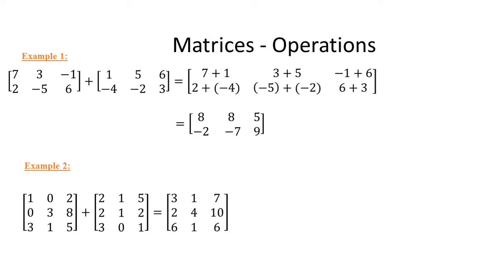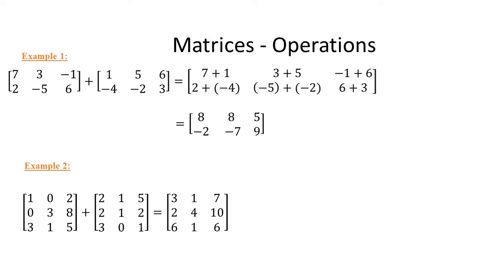7 plus 1, 3 plus 5, minus 1 plus 6, 2 plus minus 4, minus 5 plus minus 2, 6 plus 3. We can add the numbers using the calculator. 7 plus 1 is 8, 3 plus 5 is 8, minus 1 plus 6 is 5, 2 minus 4 is minus 2, minus 5 minus 2 is minus 7, 6 plus 3 is 9. So we get the answer 8, 8, 5, minus 2, minus 7, 9. The order of this matrix is 2 cross 3, just the same as the given matrices.